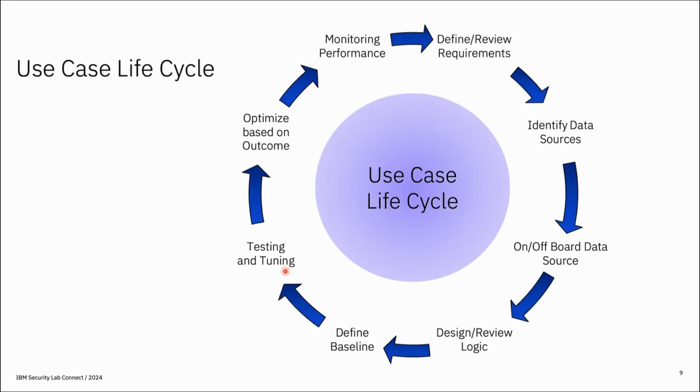As the use case is implemented, it undergoes optimization based on outcome from testing and real world application, allowing for adjustments to improve performance. Finally, the use case is continuously monitored for performance, ensuring that it remains effective and responsive to evolving threats. This monitoring brings the cycle back to the beginning, where the requirements can be reviewed and adjusted as necessary, making the process dynamic and adaptable.